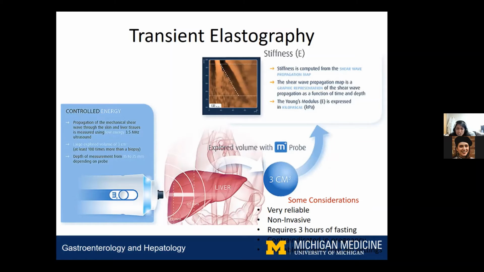There are some limitations in doing it in patients who have obese abdomens, where the measurements may be a little bit less reliable. And there's still an access issue. This isn't available in all places across the United States, although many major academic centers, tertiary care centers often have this, and some other radiology practices in the community now are acquiring these as well.